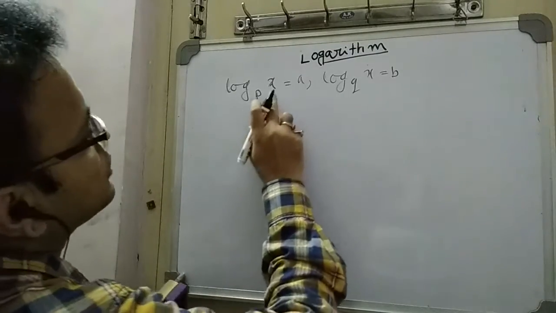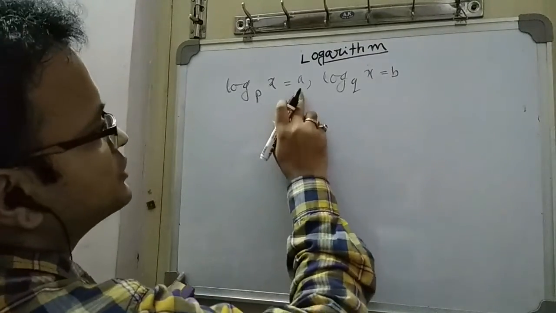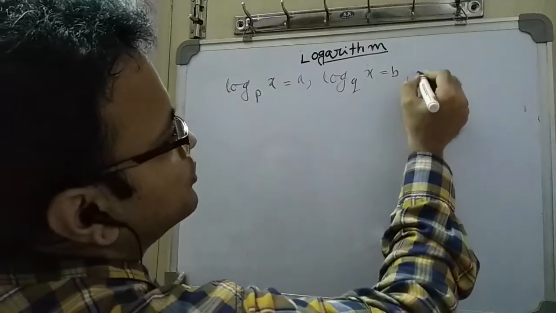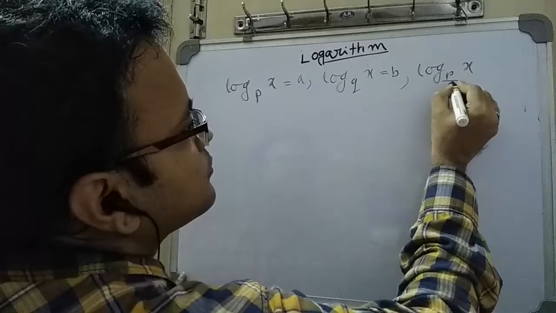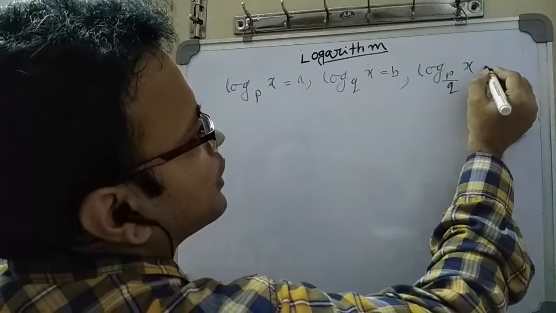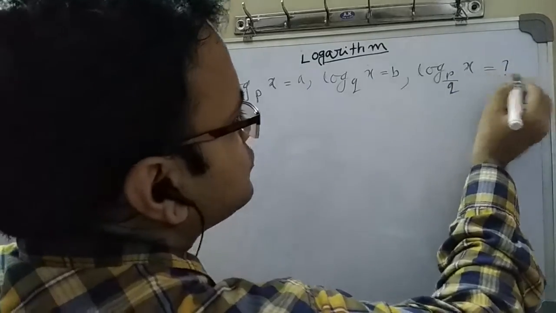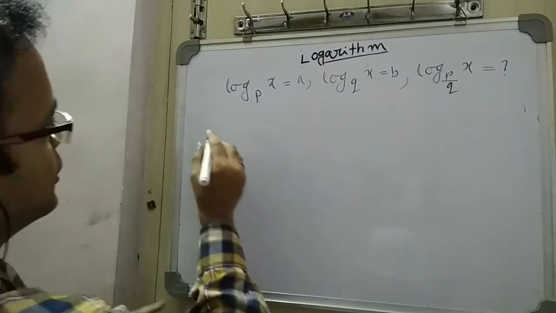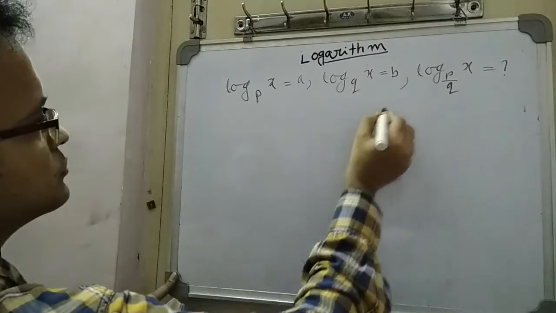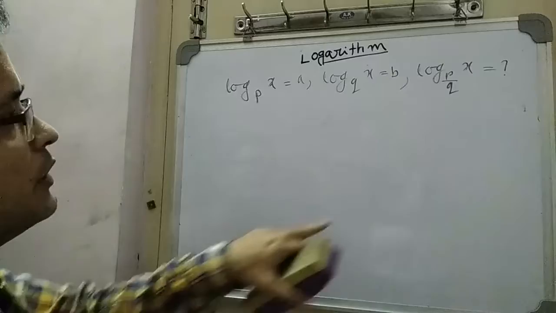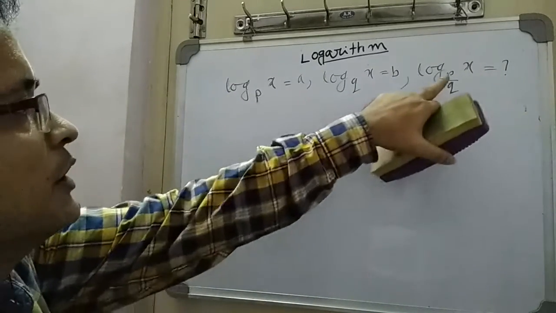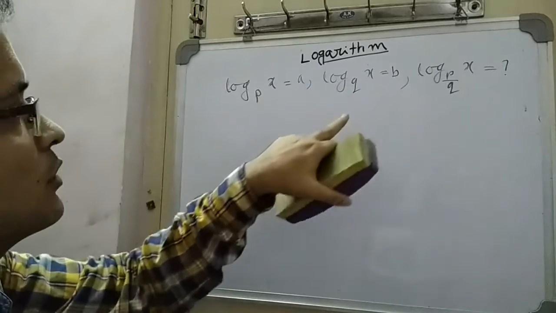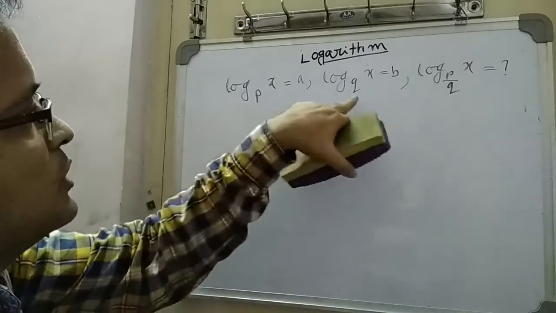So this is the next problem. Log x base p is a, log x base q equal to b. So what is the value of log x base pq in terms of a, b? Okay, so what I will do, I will simply write this in these terms. I have to write ultimately this only with log x to the base p and to the base q.